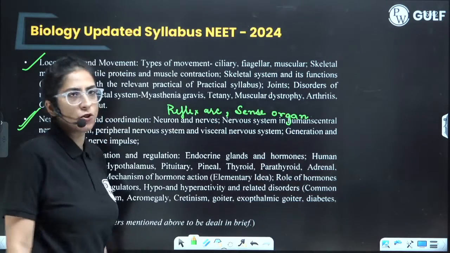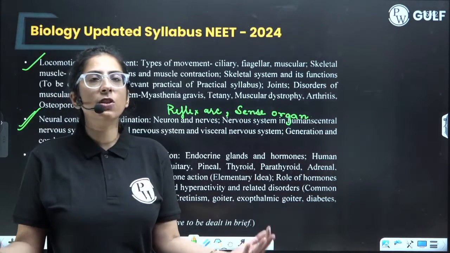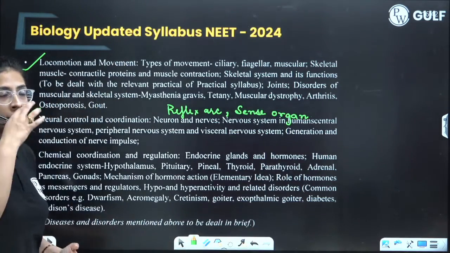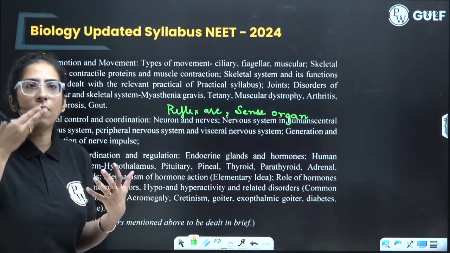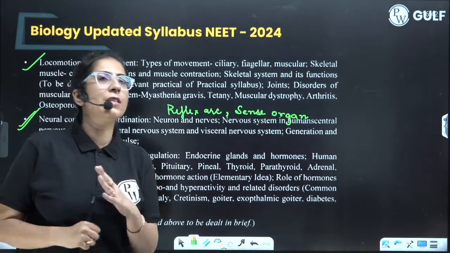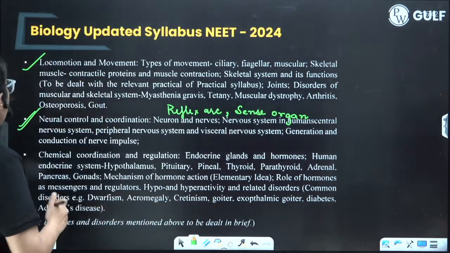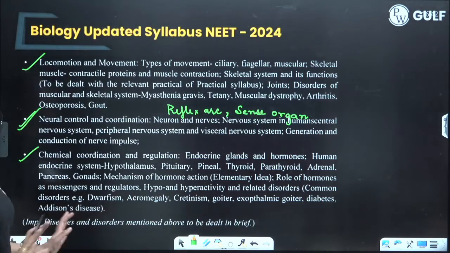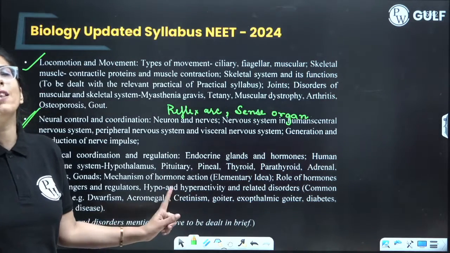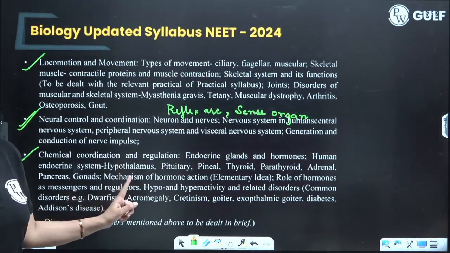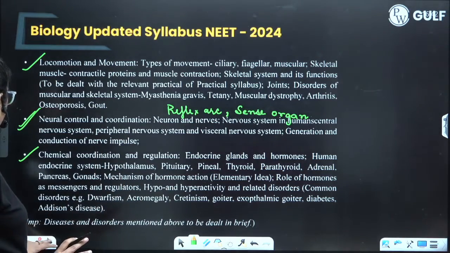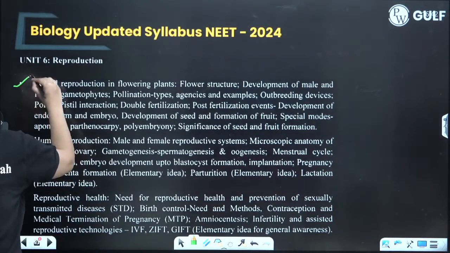Quite complex topic. I won't say it is an easy topic, but it's good news for you all that sense organs, that means eyes, ear, olfactory, are deleted from your syllabus. Next is chemical coordination, no change in chemical coordination as such. Everything, including all the hormones, you have to study.